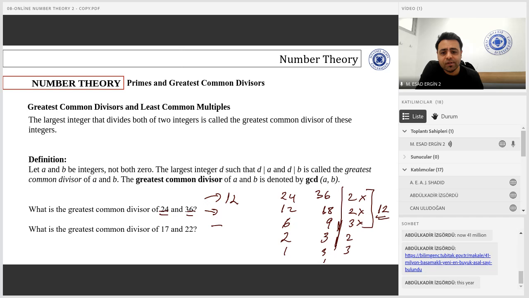And what is the greatest common divisor? Actually, we don't have any common divisor except 1, but 1 cannot be considered as a divisor, because there is also 17, which is a prime number. That's why they do not have any common divisor too.